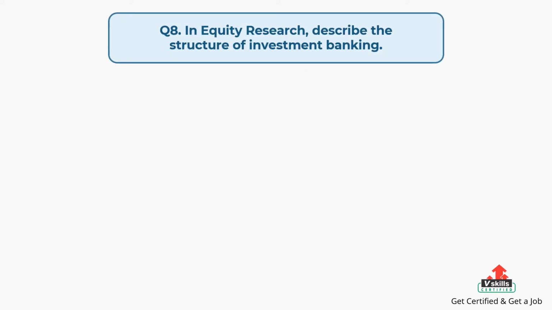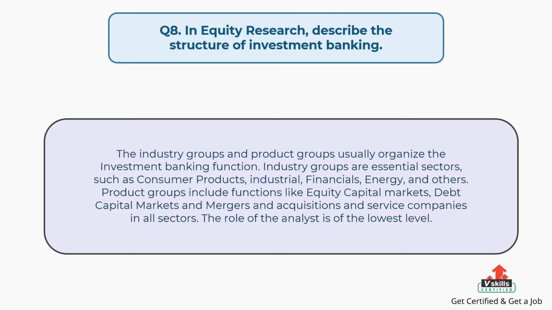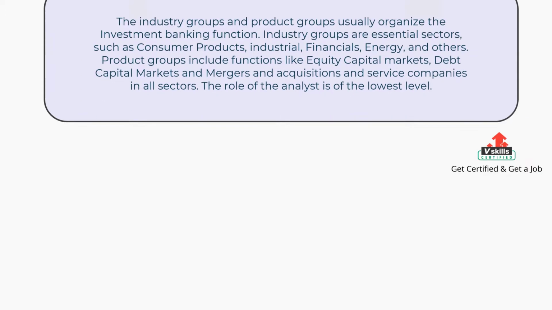Question number 8. In equity research, describe the structure of investment banking. The answer is, the industry groups and product groups usually organize the investment banking function. Industry groups are essential sectors, such as consumer products, industrial, financials, energy, and others. Product groups include functions like equity capital markets, debt capital markets and mergers and acquisitions and service companies in all sectors. The role of the analyst is of the lowest level.